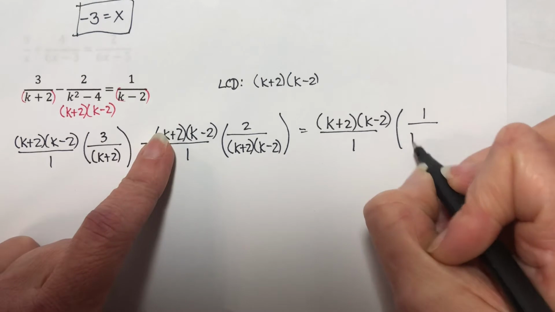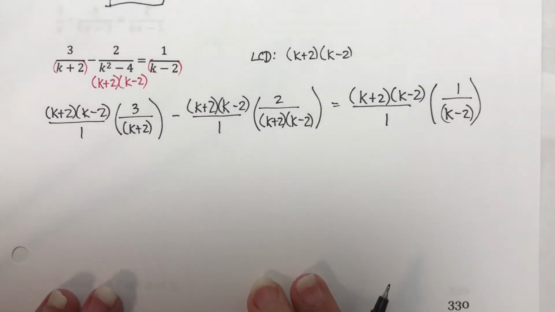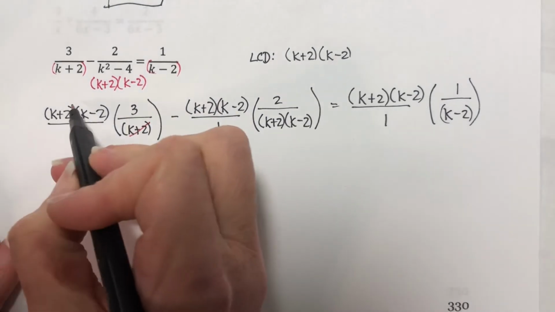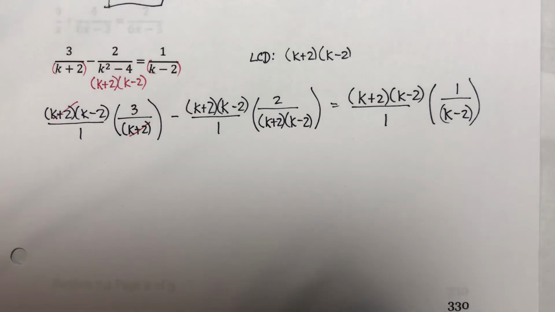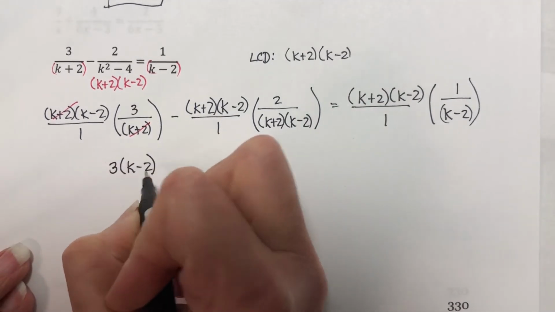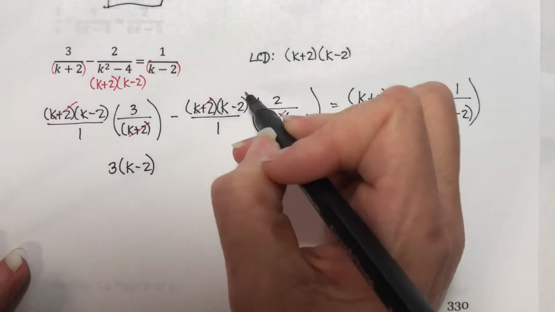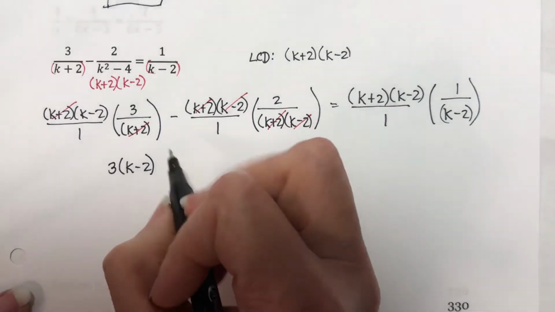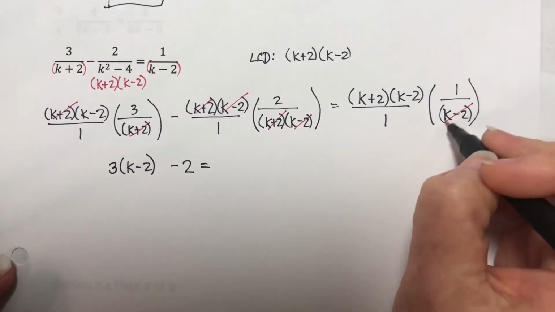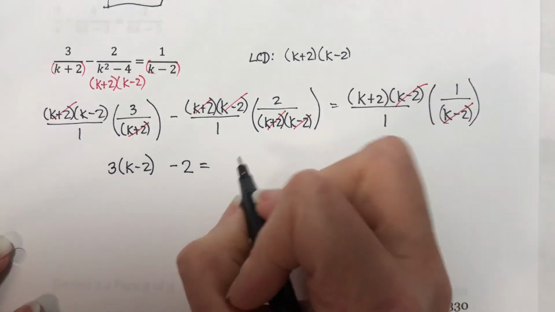1 over k minus 2 in parentheses. Okay, so we should have a bunch of cancellations. Here the k plus 2's cancel, so I have 3 times k minus 2. K plus 2's cancel, k minus 2 cancel, so I just have a minus 2 here. And that equals, the k minus 2's cancel out, and we have 1 times k plus 2.